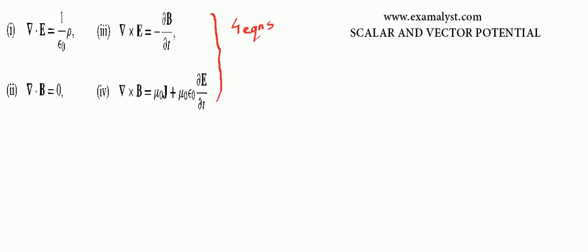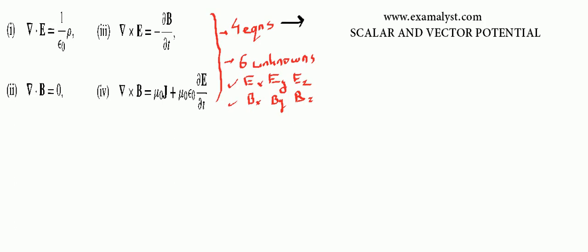Agreed? And we have a total of 6 unknowns. The 6 unknowns are the 3 components of electric vector and the 3 components of magnetic vector. So the question is, is there a way I can reduce the number of equations to 2 and the number of unknown variables to 4? Is there a way? The answer turns out to be yes.